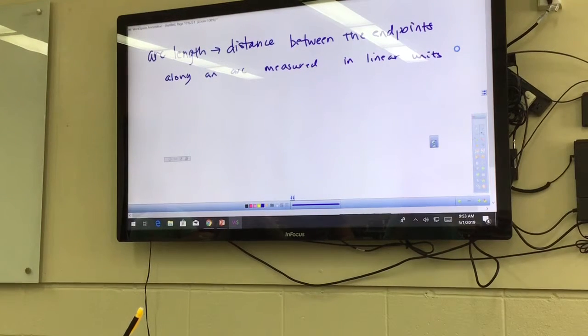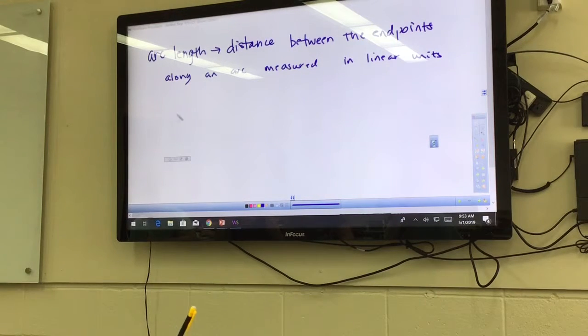So what's the difference between arc length and arc measurement? What's arc measurement given to you in? When we're just finding, yes, degrees, that's correct. Now we're looking for it in linear units. So arc measure is in degrees. If we're looking for the length of the arc, we're looking at a linear unit.